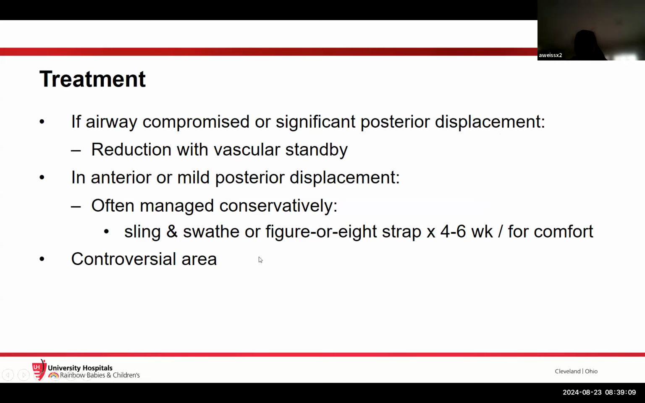But it is a controversial area because it's tricky. If they have posterior displacement and you reduce it, then what do you do? Sometimes they will put a screw or a pin in there, but they've had trouble with those sometimes migrating out of the bone and into other places. So that can be tricky. It's nice that we're not responsible for that, but the orthopedic surgeons will always have vascular on standby when they're doing these reductions if they're needed, which is pretty rare. We don't see it that often, but it happens occasionally.